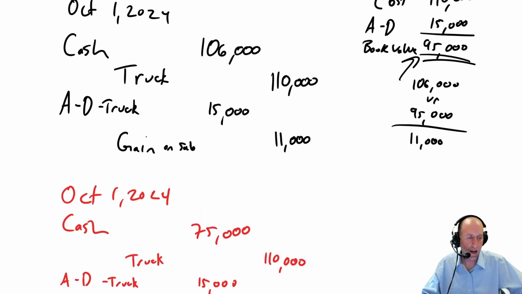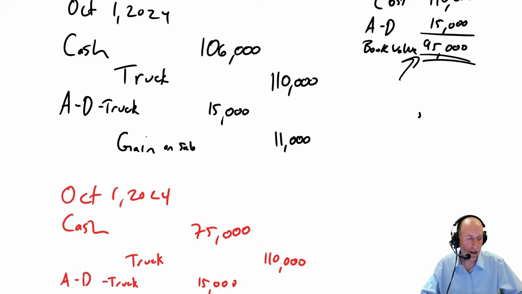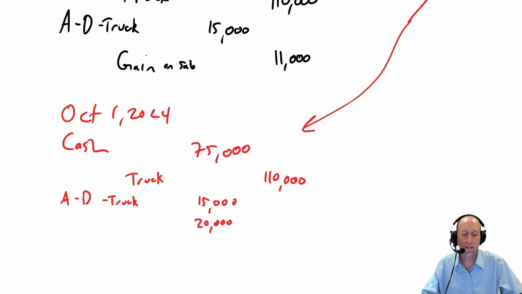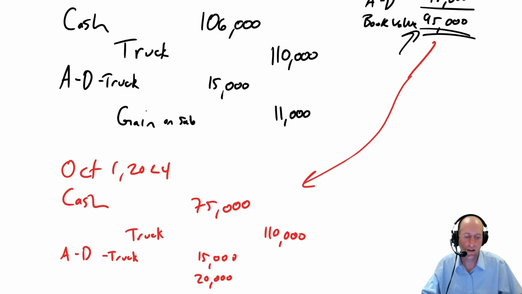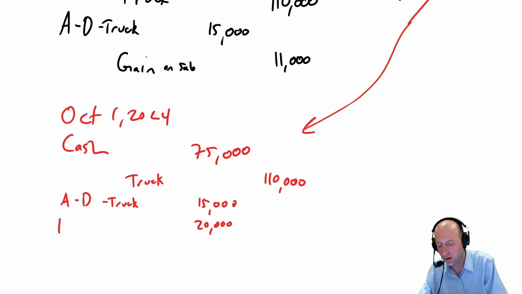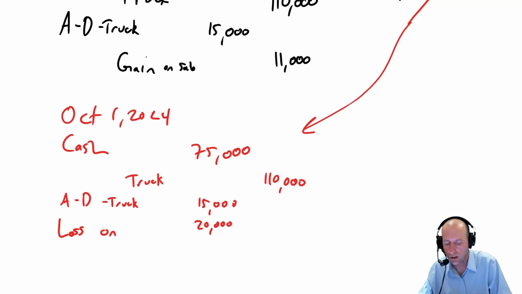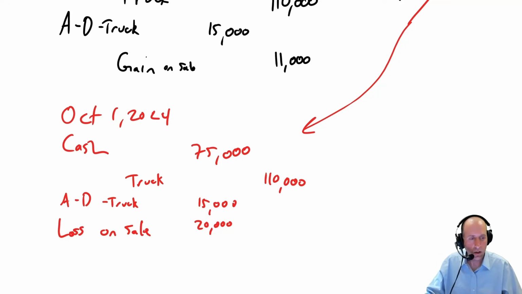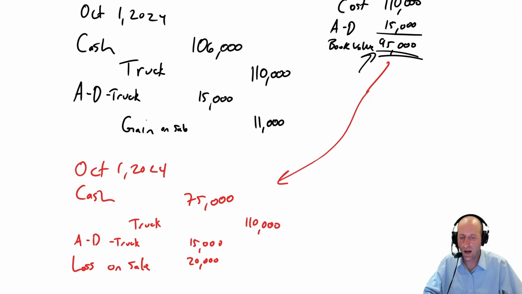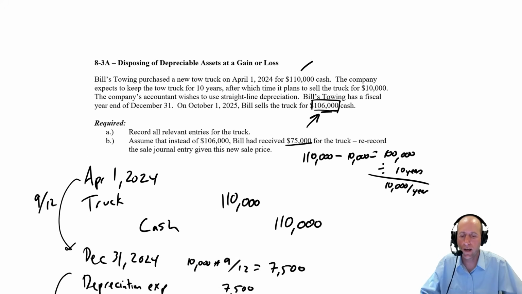And again, I had a truck that I thought was worth $95,000. I got $75,000 for it. I'm experiencing a loss, and I'm $20,000 off, so this is a $20,000 loss on sale. So there we have it. We have kind of sold our truck two ways.